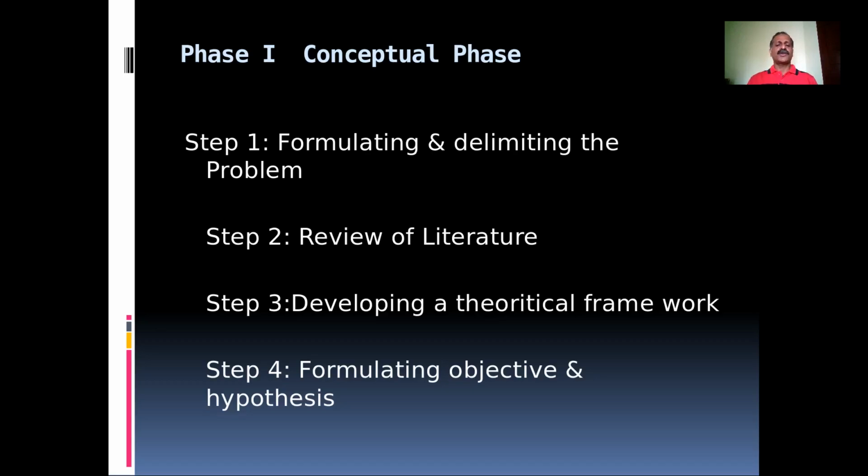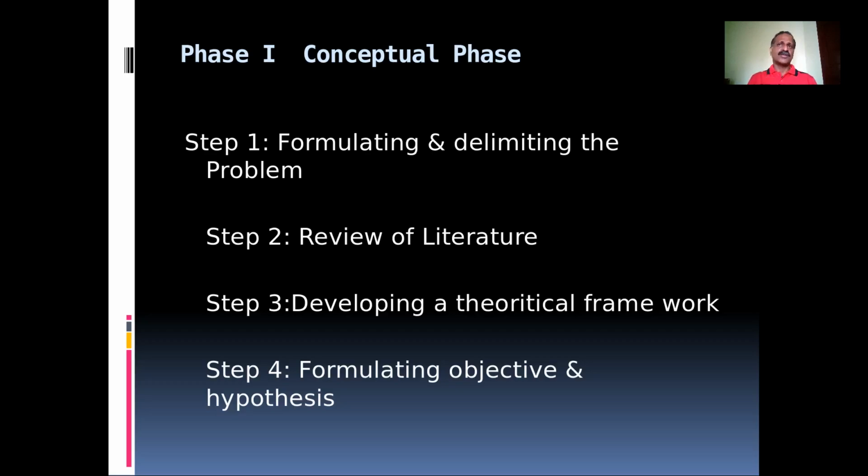Step 4 is formulating objective and hypothesis. Once you have confirmed the statement of the problem, delimited the problem, and the theory is ready, the next thing is to identify your objectives: what you want to achieve with the study. What is the aim of your study? And from the aim, you have to develop the objectives, or subdivisions of the aim.